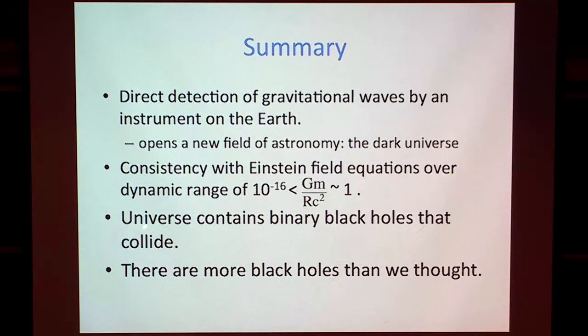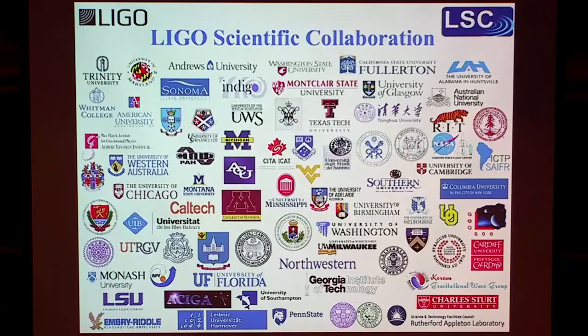And then here are the more straightforward things, that the universe contains black holes that collide. We didn't know that ahead of time. And probably there are more black holes than we thought. Those are the two things that come from the astronomy side of it. Okay? And now let me quickly walk you through to people.